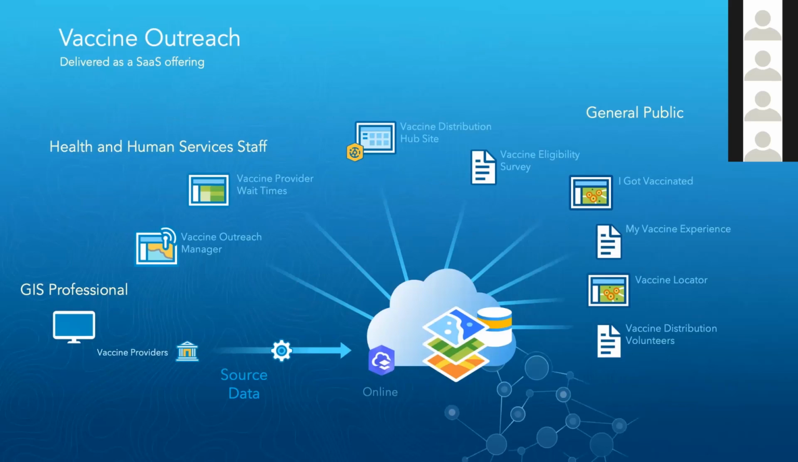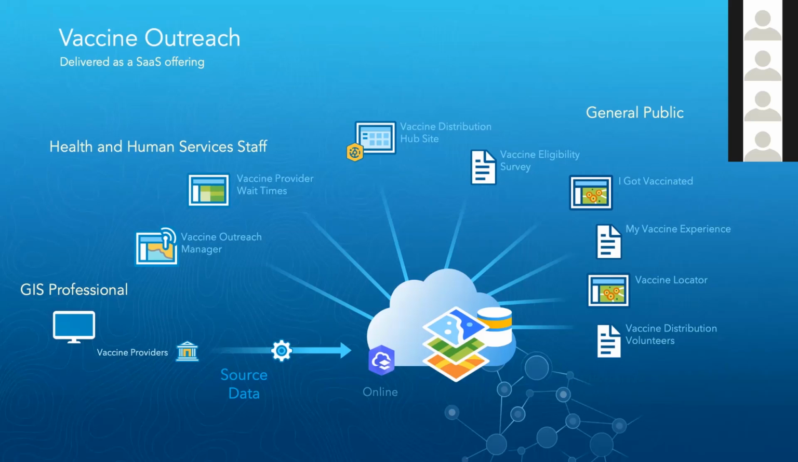The first is vaccine outreach. It's really designed to be that public engagement offering that helps you communicate vaccination plans and eligibility. It comes with a series of information products that are really designed to help health and human services staff manage your outreach activities. And then the primary focus of this solution is how do you market those vaccination plans and build public confidence in the vaccines to the general public.